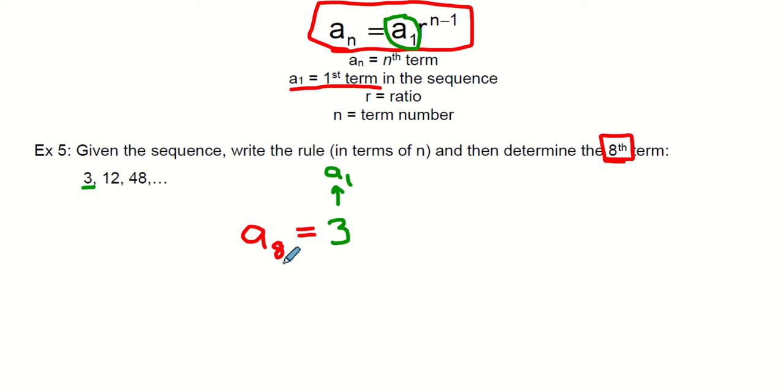All right, so if I'm looking for the eighth term, or any term, again, this could be the 100th term, the formula would be the same. I just plug in a different number for n. So A1 represents the first term.